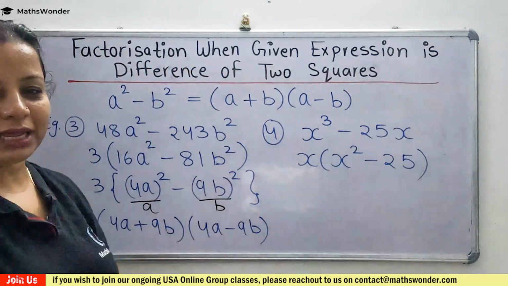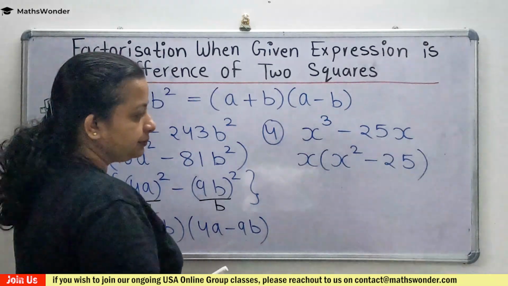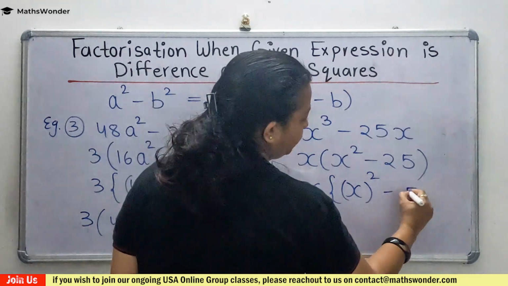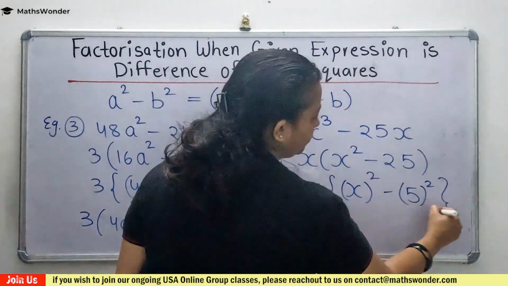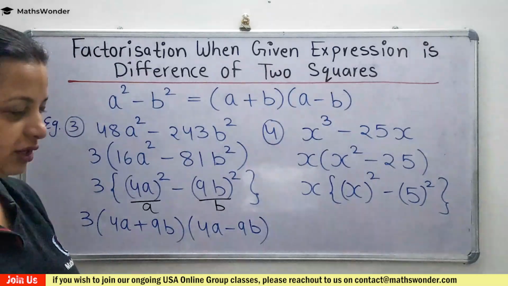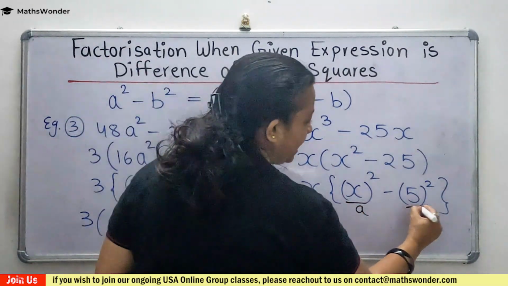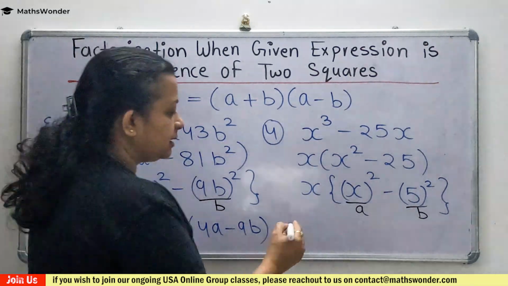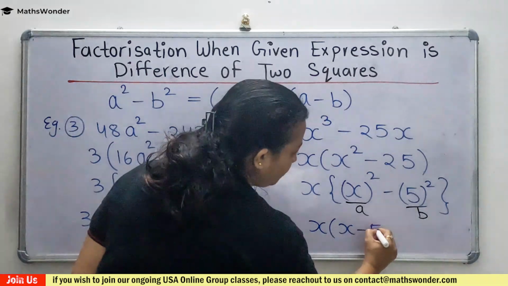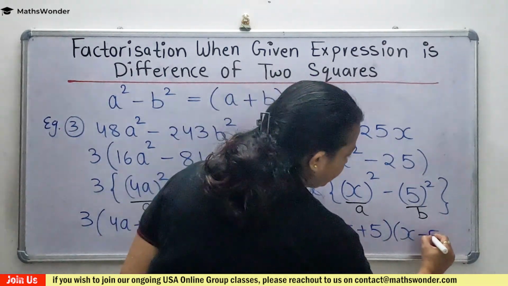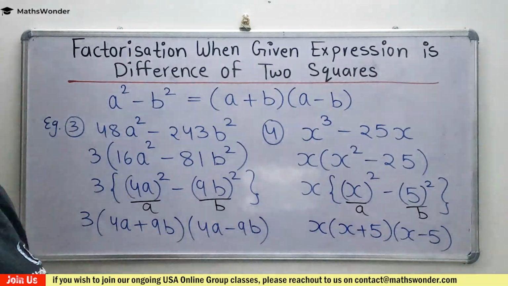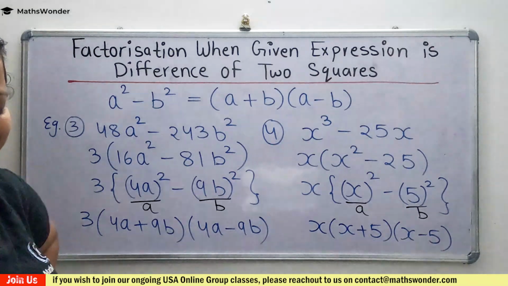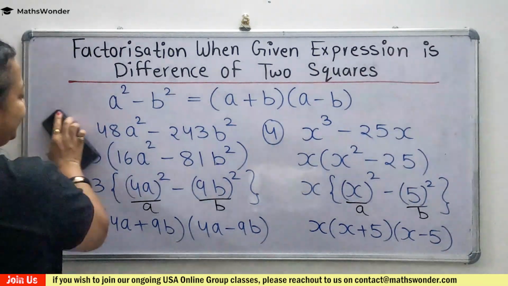Now both the terms look like perfect squares. x square is in square form and 25 is in square form. Now it looks like identity number 3. So this x will act as A and 5 will act as B. Now substitute in your third identity and you will get your answer: x times (x minus 5)(x plus 5). Easy peasy lemon squeezy. Okay, now do the next question.